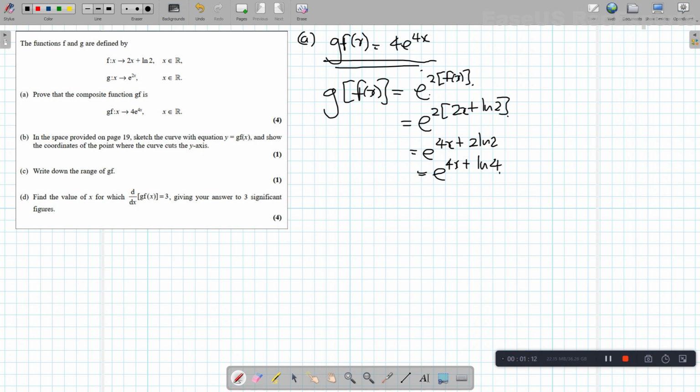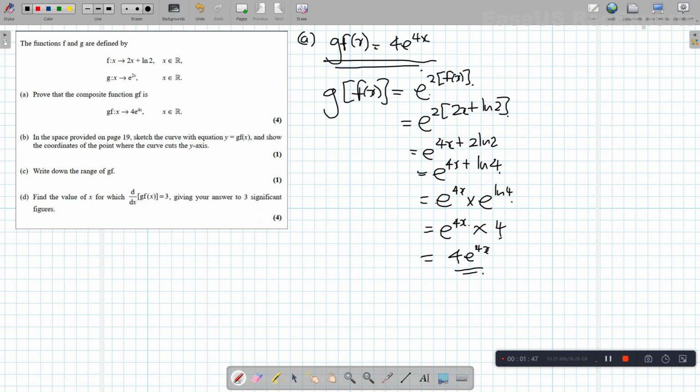Okay, now when the index is a sum, basically the bases you have to multiply. So I'm going to split this, times by e to the ln 4. So this is the same as e to the power of 4x times e to the power of natural log of 4. Therefore that gives you just 4. So your answer is 4 e to the power of 4x. Okay, that's all.